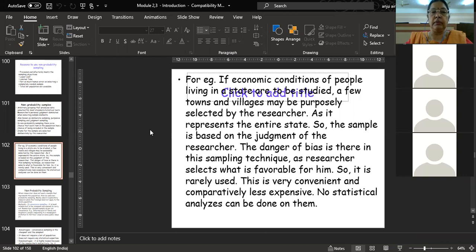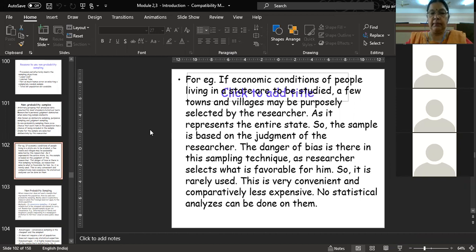Now, which are the towns and which are the villages you will take to form your sample, that will be decided by the researcher. The researcher will use his judgment. He will select some towns, some villages which are close to him. So, convenience. That is known as a non-probability sampling technique, where he has taken a sample from the population as per his judgment, as per his convenience.